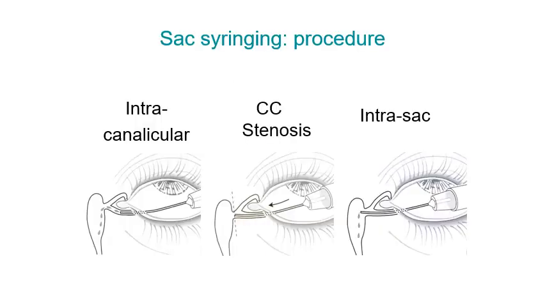In this picture, it is depicted as a block. So the block can be intracanalicular, there can be common canalicular stenosis, or there can be a block in the sac. According to the regurgitation of the fluid, whether it comes through the same punctum or same canaliculus, that is a canalicular block. If it is coming through the opposite punctum immediately, then it is a common canalicular block. If it is coming after some time from the opposite punctum, it can be a block at the nasolacrimal sac.